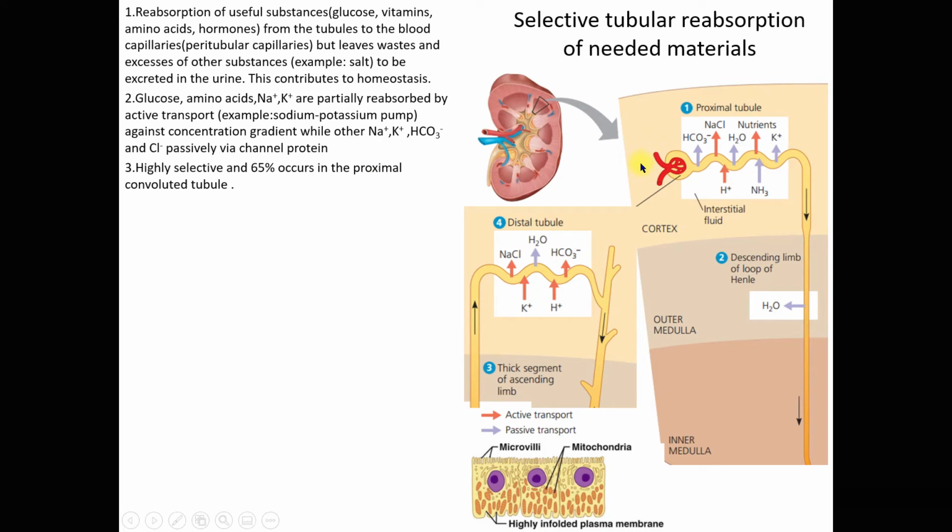So the glucose, amino acids, sodium ions, potassium ions are partially reabsorbed by active transport in the renal tubule, or to be more specific, the proximal convoluted tubule and the distal convoluted tubule. You can see here sodium ions, potassium ions, chloride ions as well. Sodium ions, potassium ions, amino acids, and glucose are reabsorbed by active transport against the concentration gradient, while other sodium ions, potassium ions, bicarbonate ions, and chloride ions are reabsorbed by passive transport via channel protein or co-transport protein.